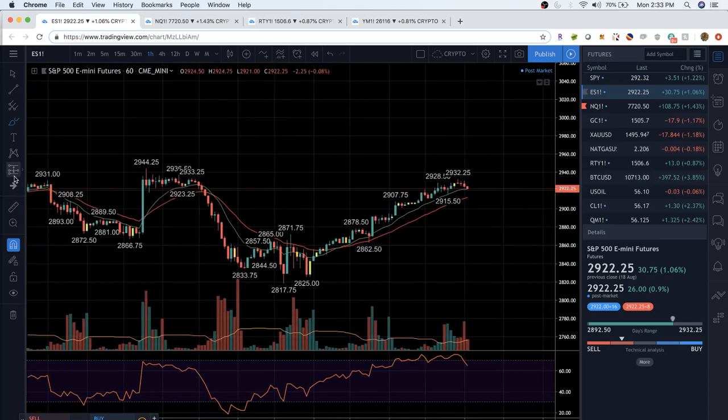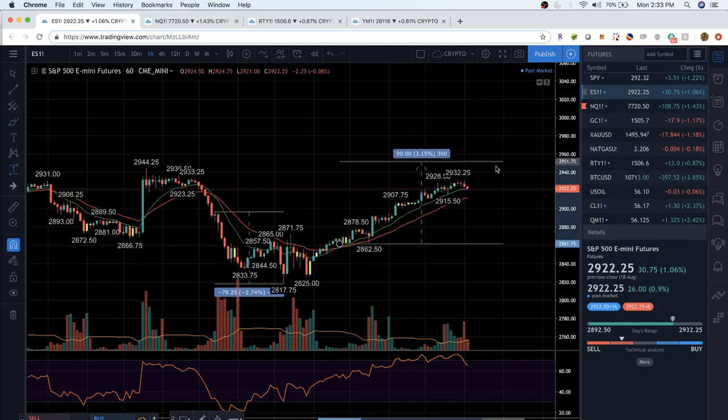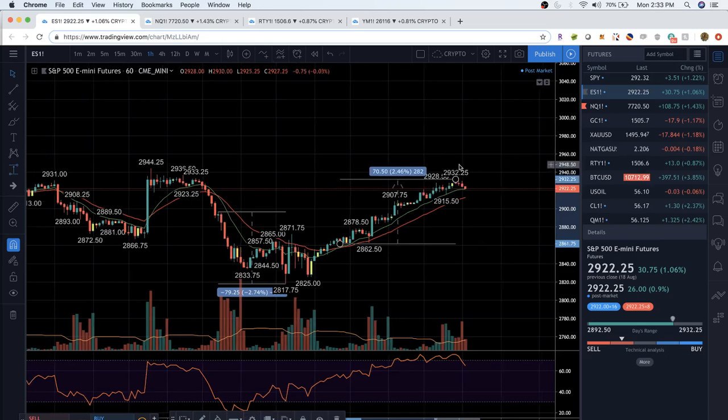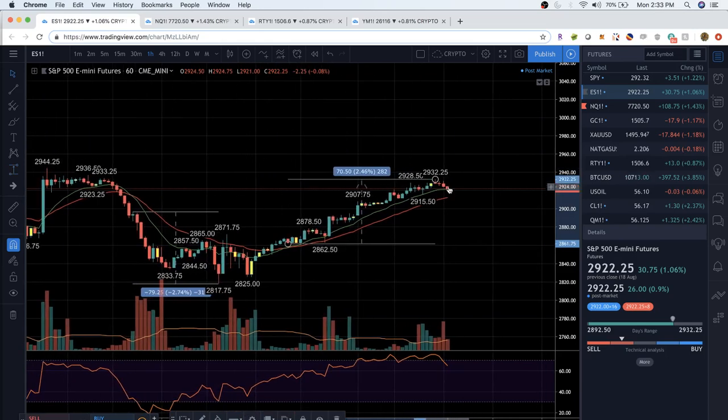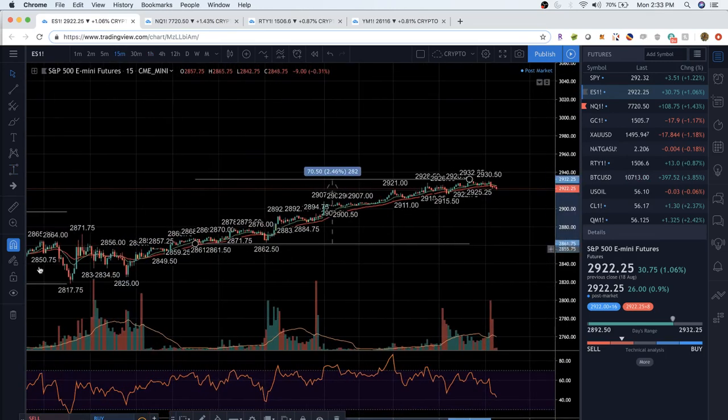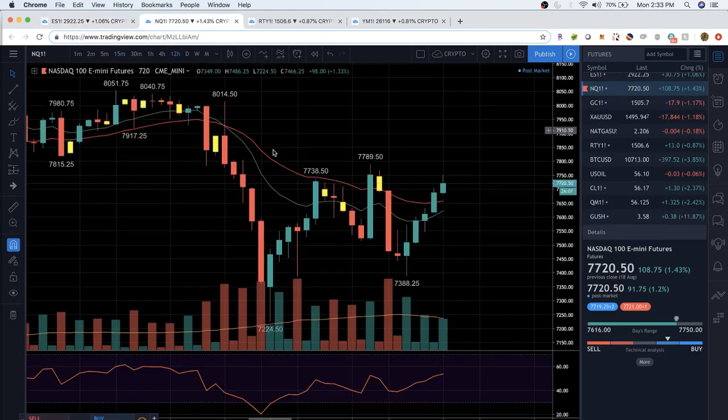Look over here. When we got the TCG bear cross, we pulled down 3%, 79 points. Got the TCG bull cross, and we went up 70 points, 2.5%. So just be mindful of your hourly TCG crosses. They really give good clues. So that is ES.